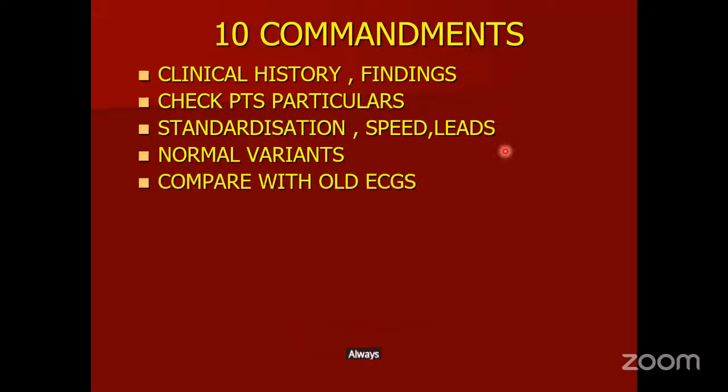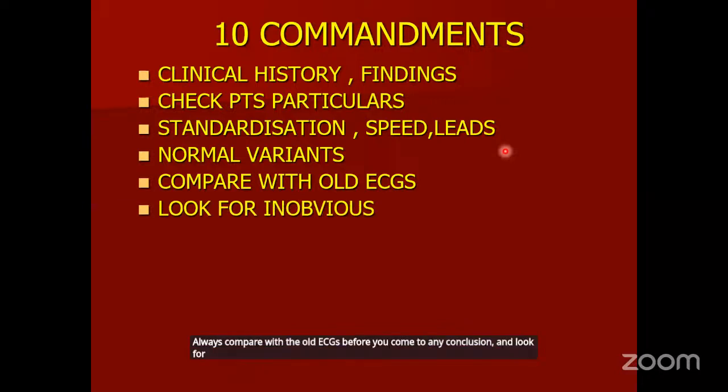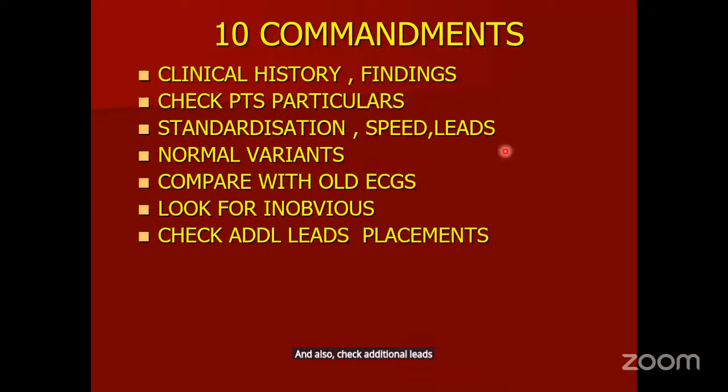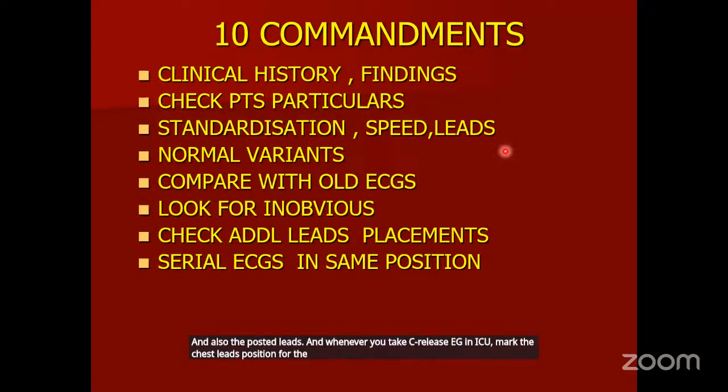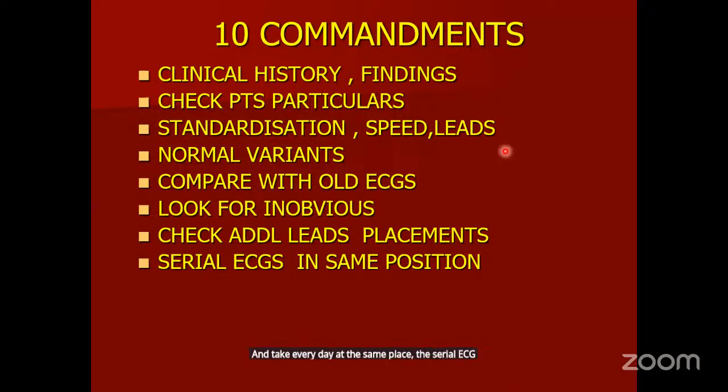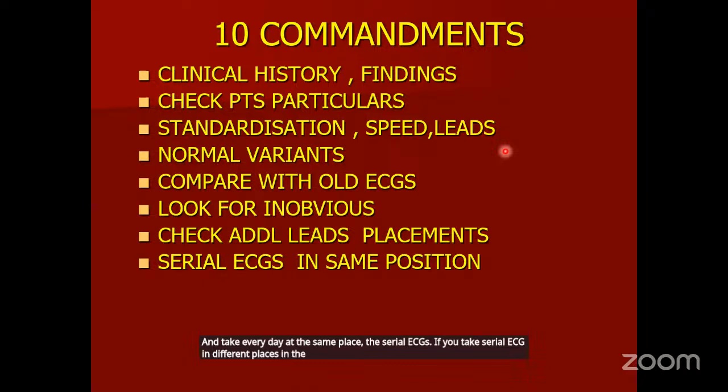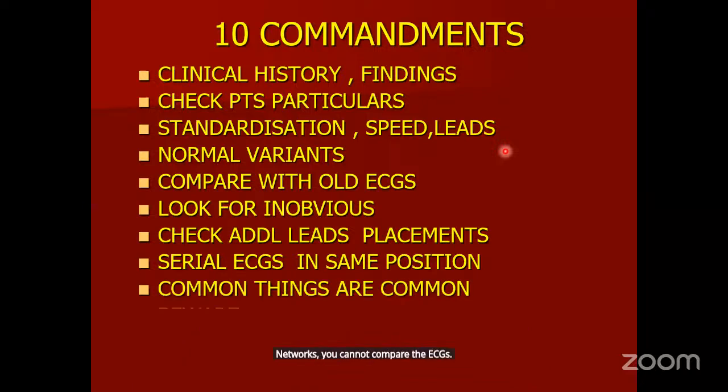Always compare with the old ECGs before you come to any conclusion, and look for non-obvious things rather than obvious things. Also check additional leads, especially the right side leads in certain situations, and the posterior leads. Whenever you take serial ECGs in ICU, mark the chest lead positions for the first ECG and take every serial ECG in the same place. If you take serial ECGs with the chest electrodes in different places, you cannot compare the ECGs. Common things are always common.